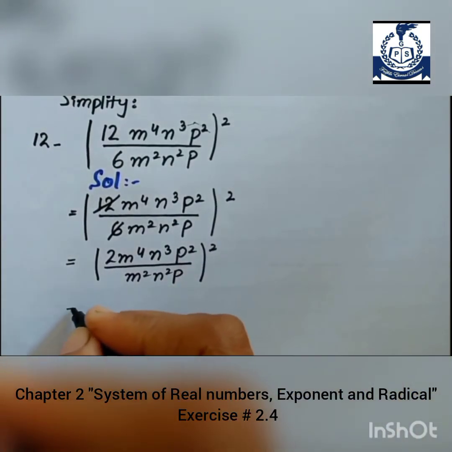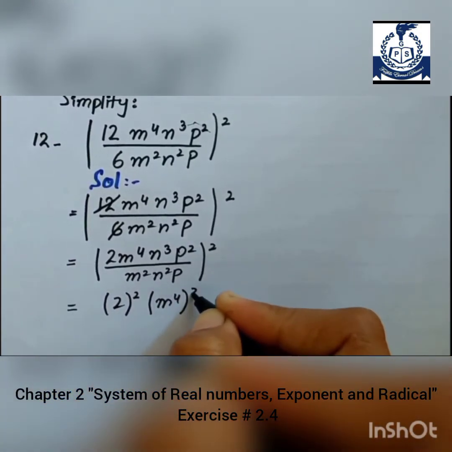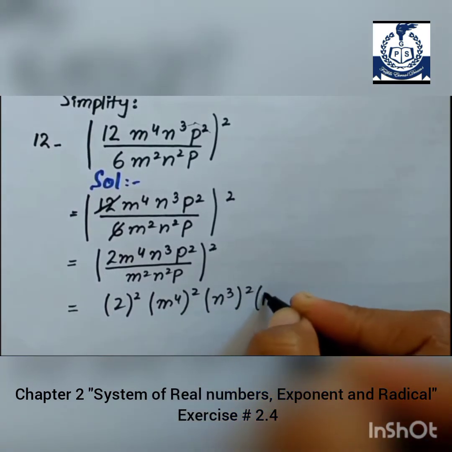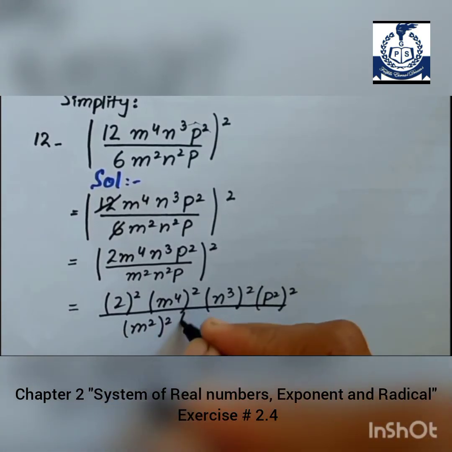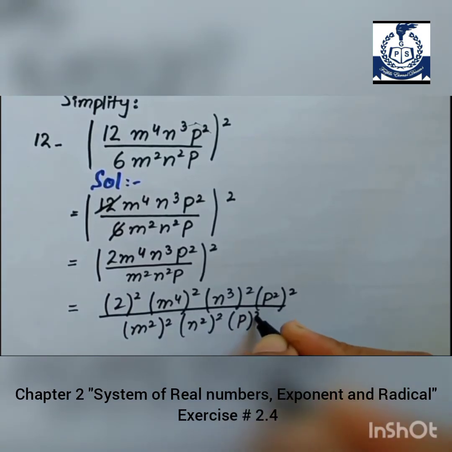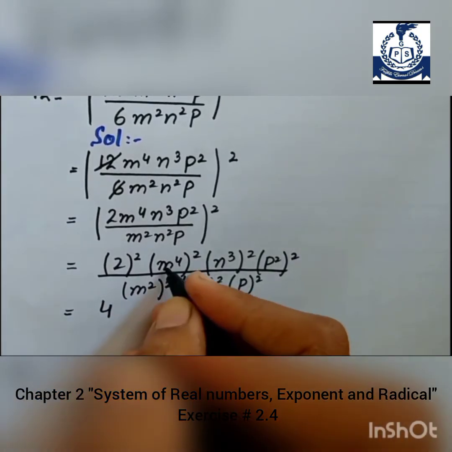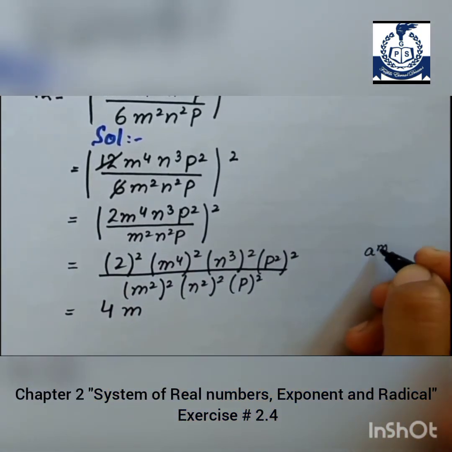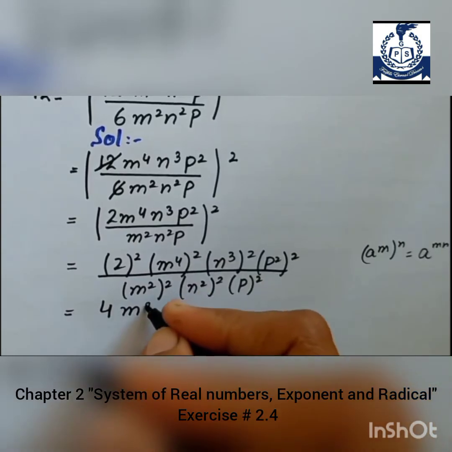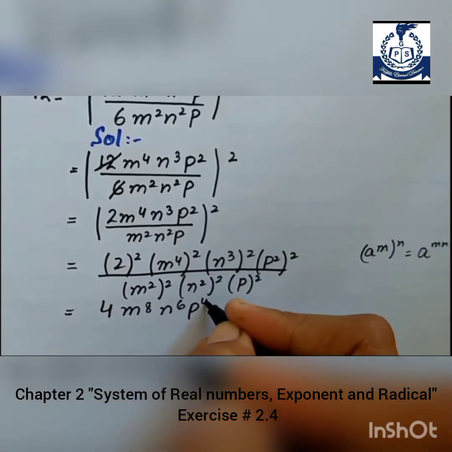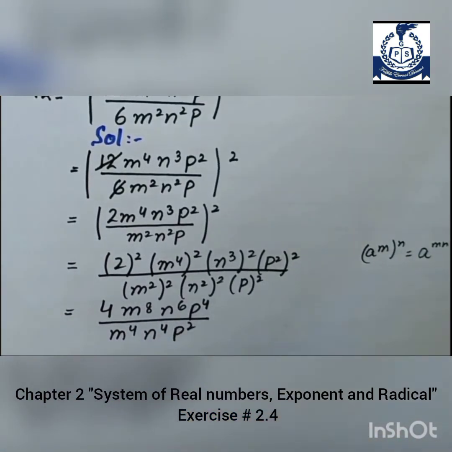So we can write it in a separate form. 2 to the power square, m to the power 4 square, n cube to the power square, p square to the power square divided by m square square, n square square, and p square. 2 has power square, so we multiply: 2 to the 4, m 4 to the 8, so m has power 8. I write the formula here. We multiply the powers 4 to the 8 and 3 to the 6, so n has power 6, p has power 4. 2 to the 4, m has power 4, n has power 4, and p square.